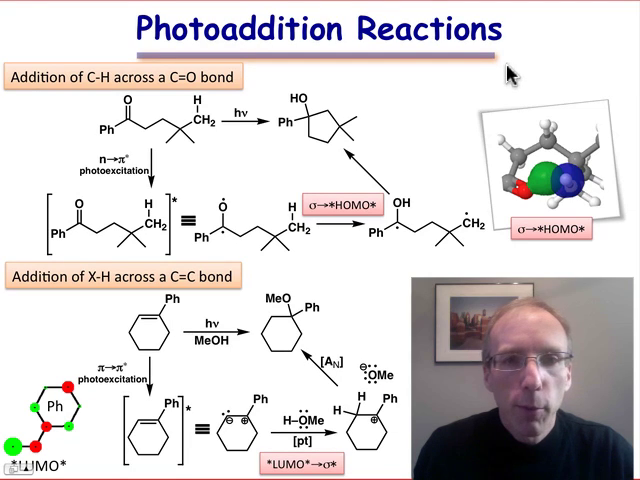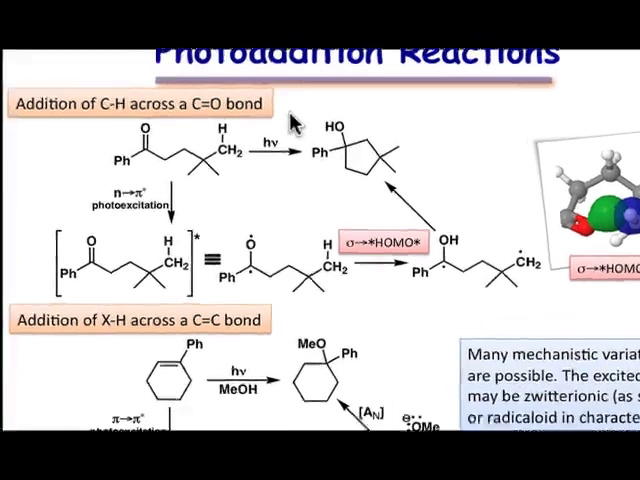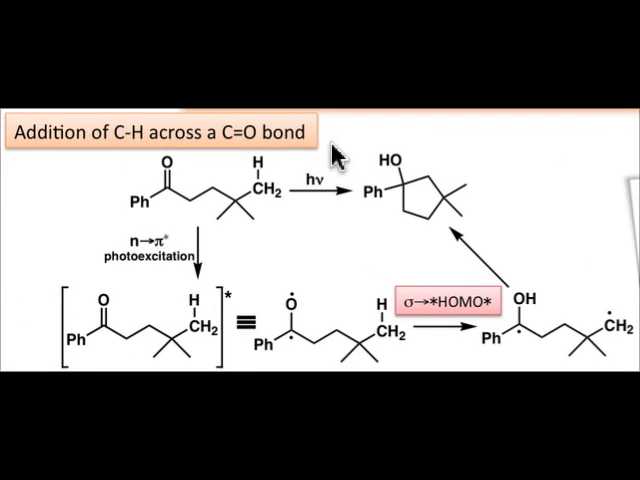The energy absorbed from a photon of light can also be used to promote addition reactions, and in this webcast we'll see two examples. In the first case, the carbonyl will serve as the chromophore and will add the elements of carbon and hydrogen across the carbon-oxygen double bond. It's an intramolecular reaction, and the result will be a new carbon-carbon bond as well as a hydrogen-oxygen bond.